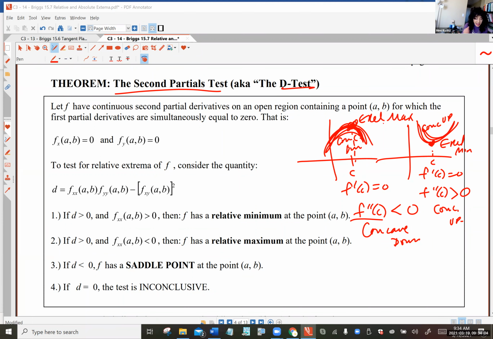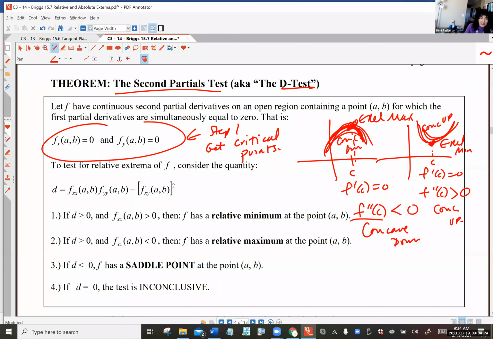Well, this second partials test is analogous to that second derivative test that you did in Calc 1. So watch how it is. First you've got to get your critical points. That's step 1. If you don't have any critical points in hand, forget even applying this second partials test because it won't work.